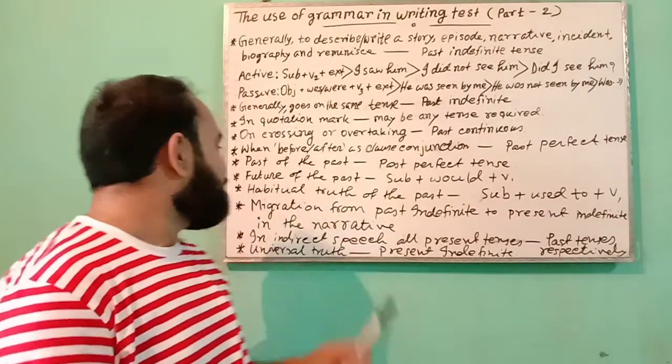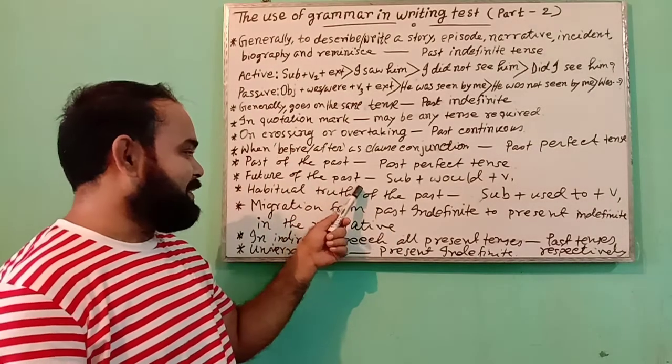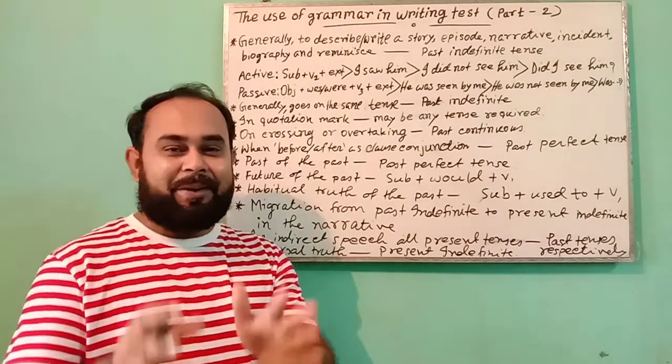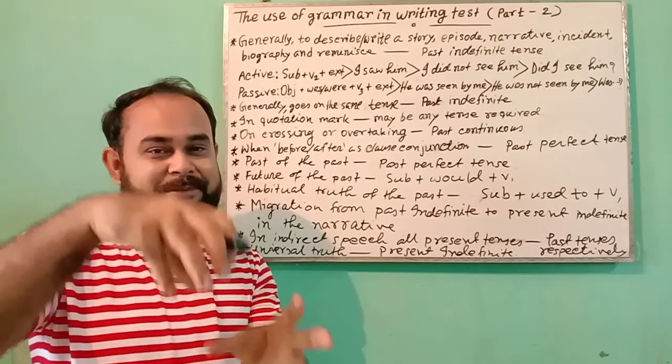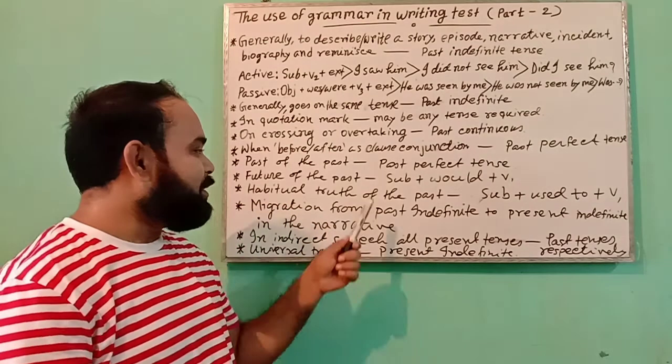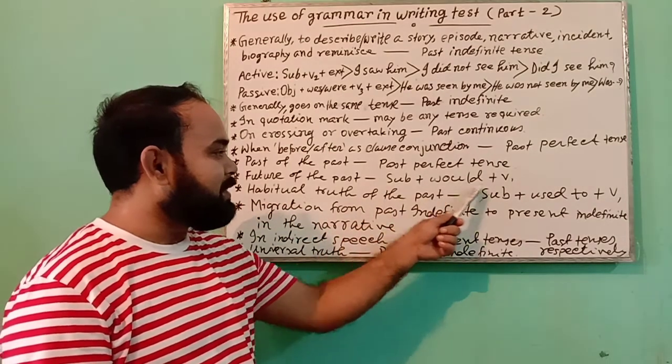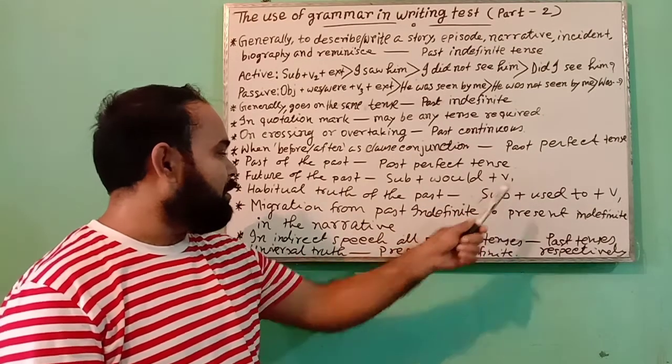Well, dear friends, now future of the past. What is future of the past? What was future in the past time? In that situation, you must use subject plus would plus base form of verb or be on.